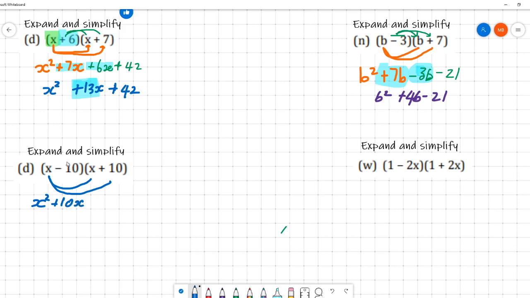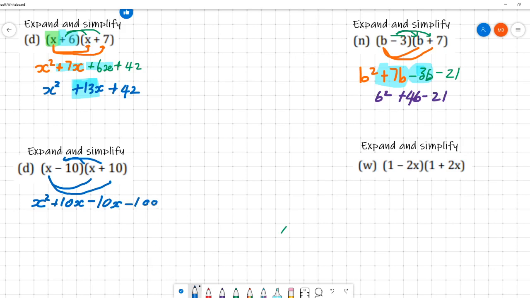Now here we're going to do negative 10 multiplied by x. So that's going to give us negative 10x. And then we're going to do negative 10 multiplied by positive 10. Negative 10 multiplied by positive 10 is going to give us negative 100.